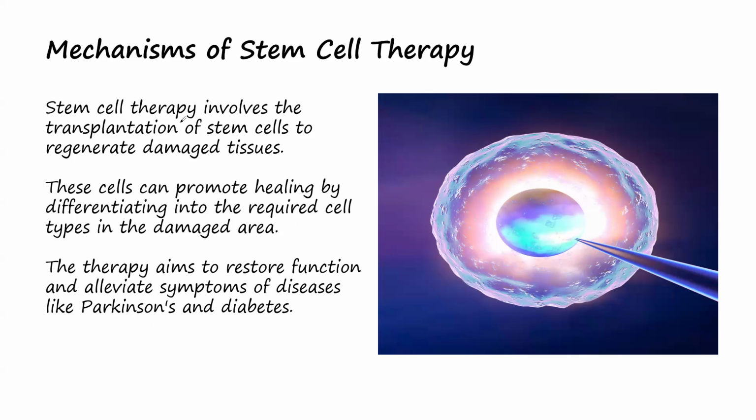Stem cell therapy involves the transplantation of stem cells to regenerate damaged tissues. Assuming you have a damaged tissue, you can remove the damaged cells and then transplant the stem cells, which can regenerate to produce a better tissue. These cells can promote healing by differentiating into the required cell types in the damaged area. You have an individual that has a damaged organ, so you can transplant the stem cells, and because of the internal factors in the organ, it will favor the differentiation as well as the specialization of the cells that are already present in the environment. The therapy aims to restore function and alleviate symptoms of diseases like Parkinson's and diabetes.